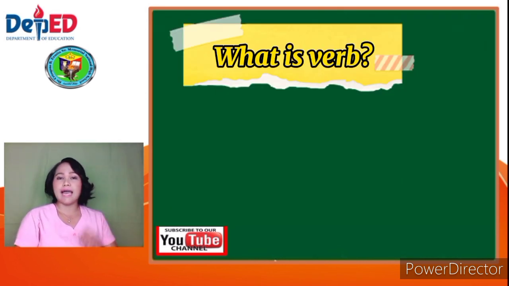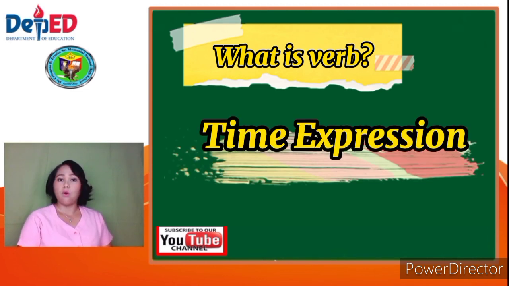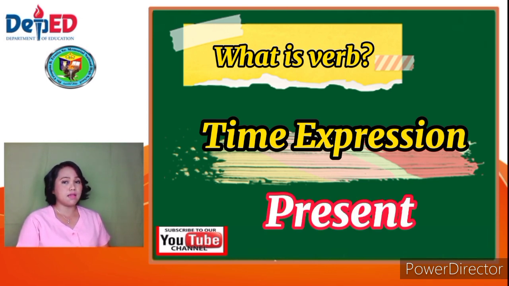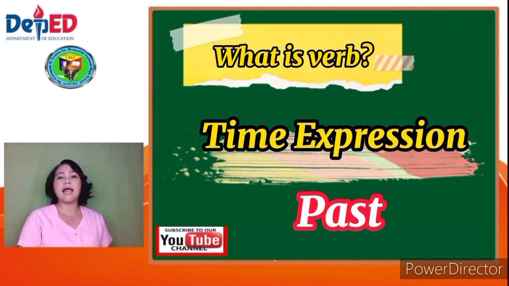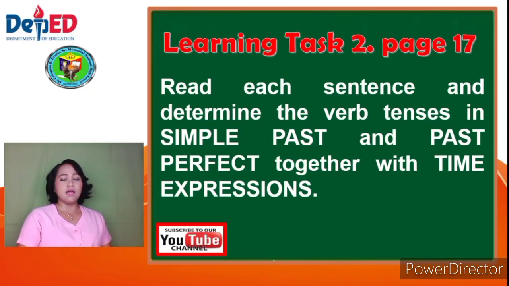But before that, let us first check your knowledge in determining verbs and time expressions. Remember, verbs are actions performed by the doer, while time expressions tell whether the action happens at present, happened in the past, or will happen in the future. Also, please remember that this activity is not part of your output to be submitted. So, you can do it with me or write your answer in your notebook. Okay? Let's do it! Learning Task 2 on page 17.